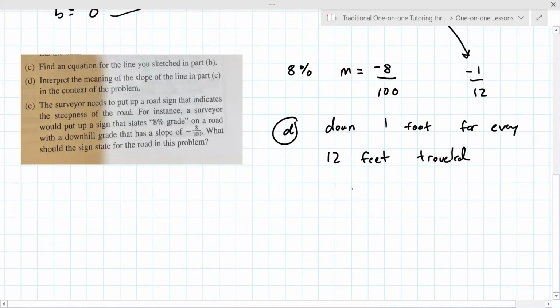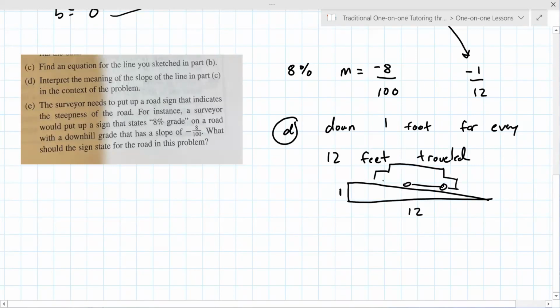That may not be clear, but a picture will be. So the road is going like this, and it goes down 1 and right 12. So your car is here driving along.